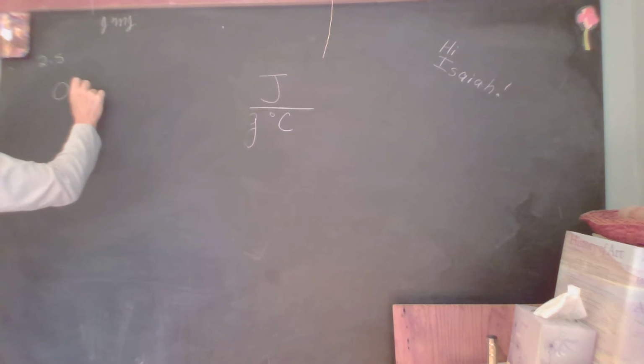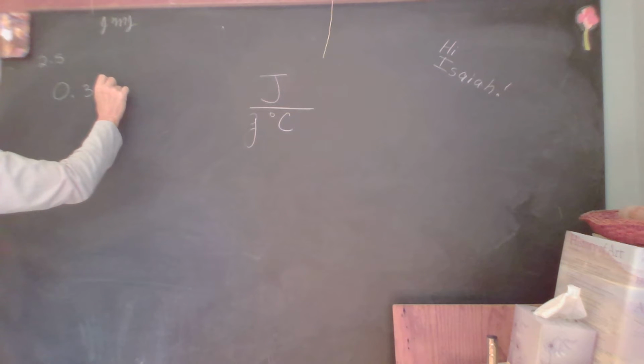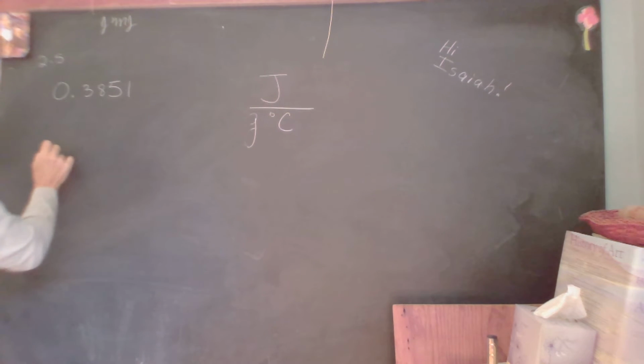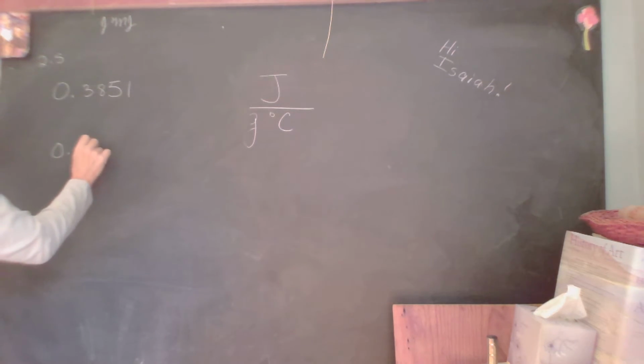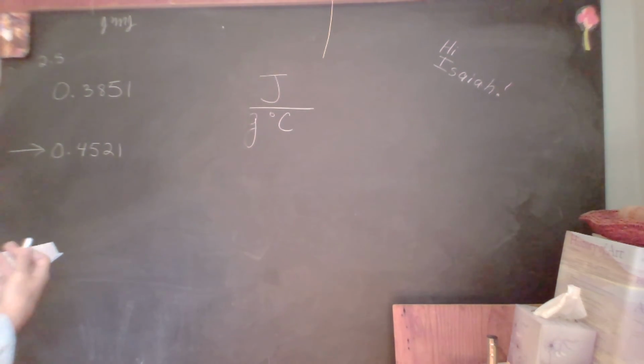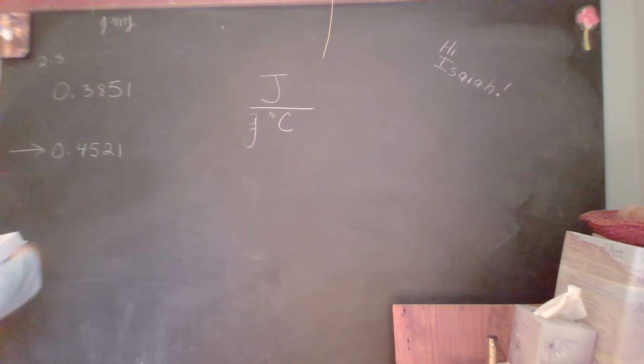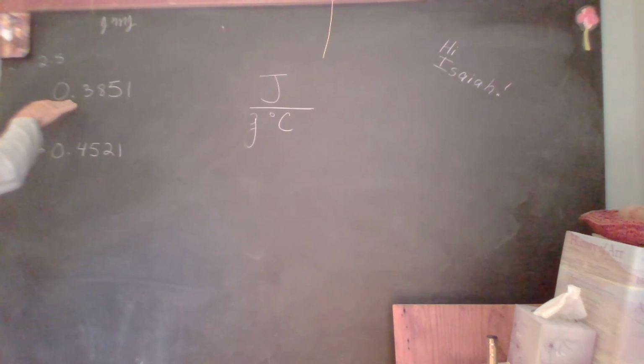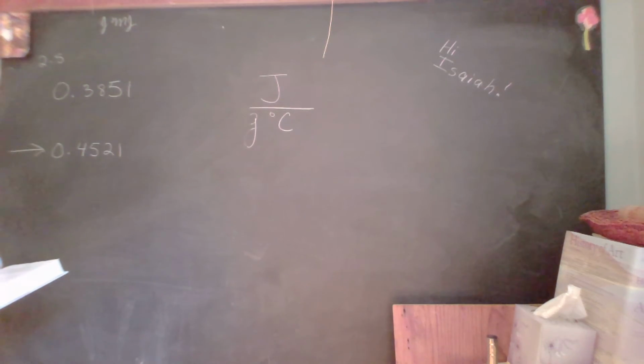So copper specific heat, as we said, was 0.3851. And iron, 0.4521. So what does this mean? This means that it takes more heat to raise 1 gram of iron 1 degree Celsius than it takes to raise 1 gram of copper 1 degree Celsius.